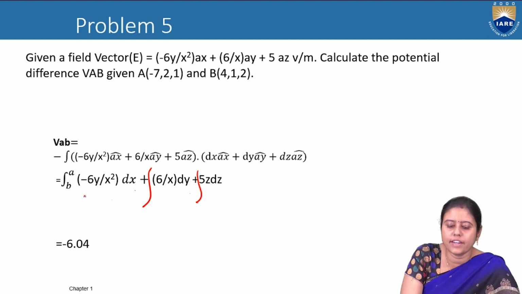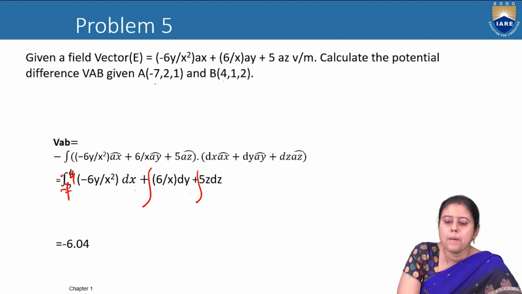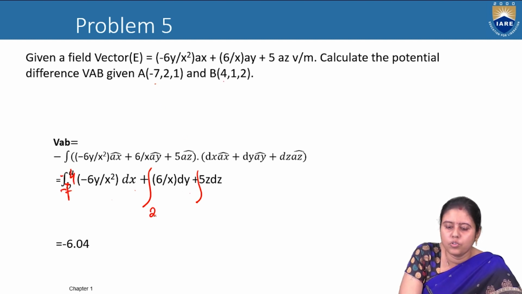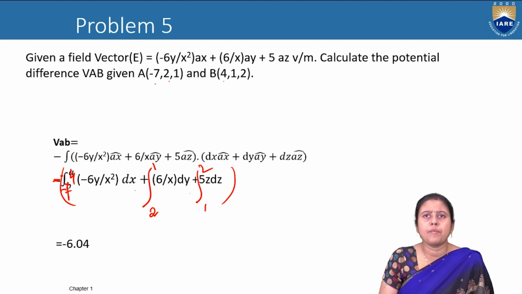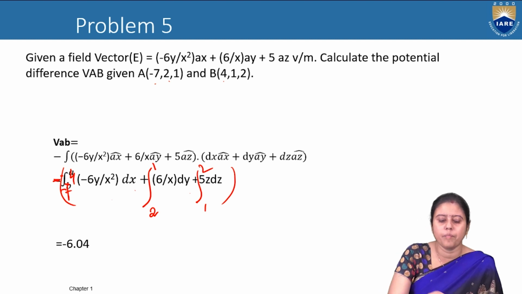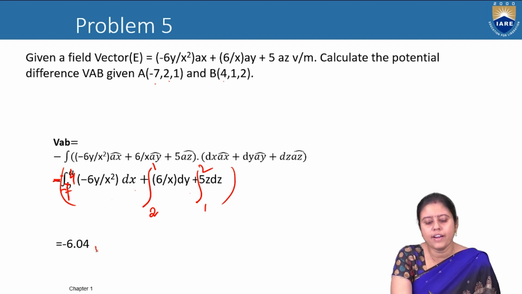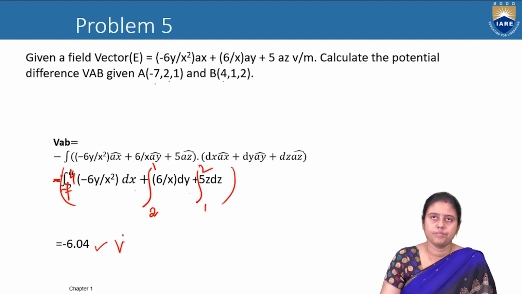So what is the integration? Integration for x is from minus 7 to 4, then 2 to 1, and 1 to 2. And minus means we can change the direction. After solving this, we will get the value minus 6.04 volt.